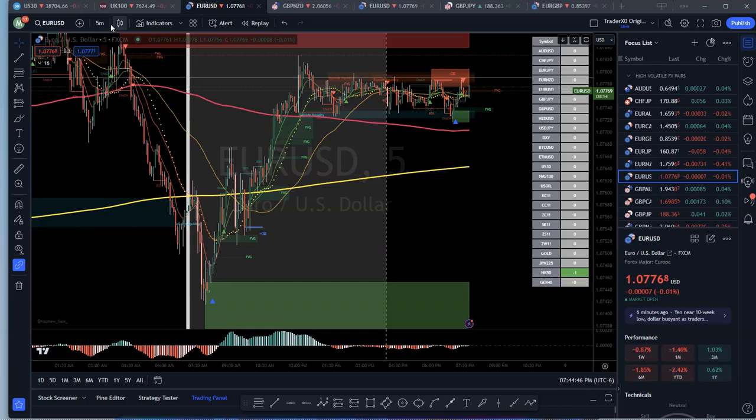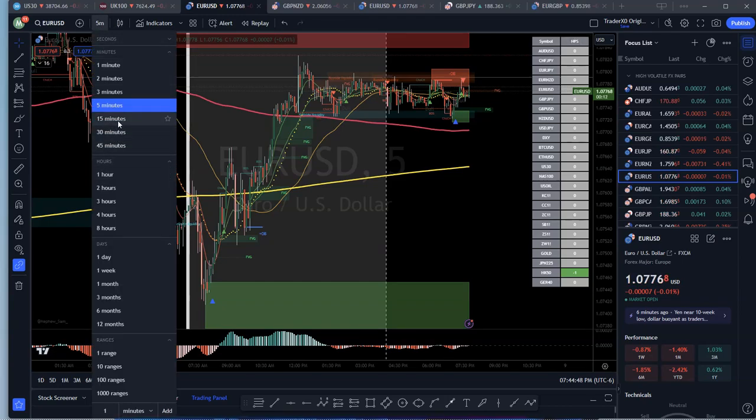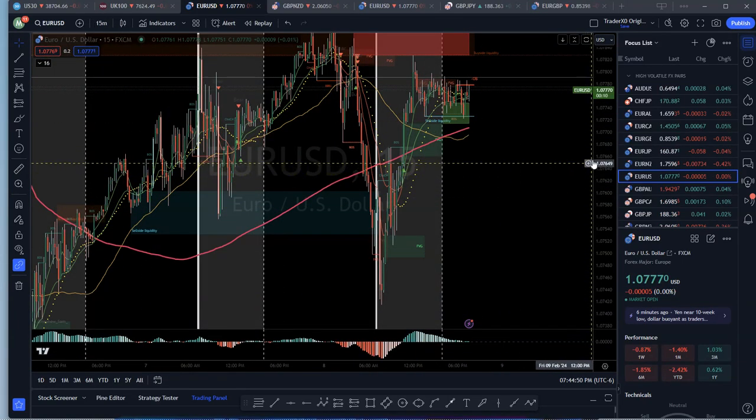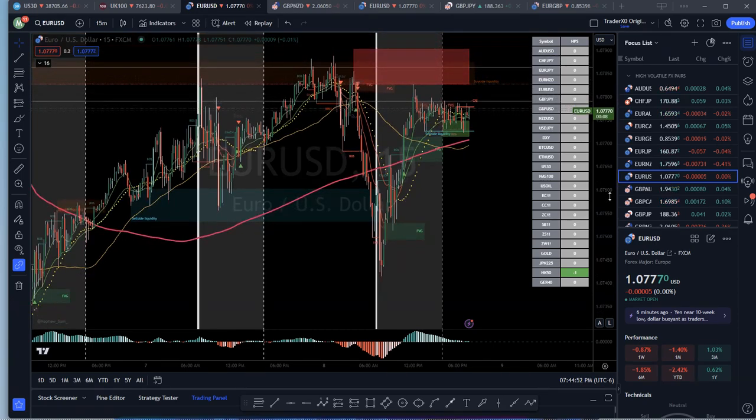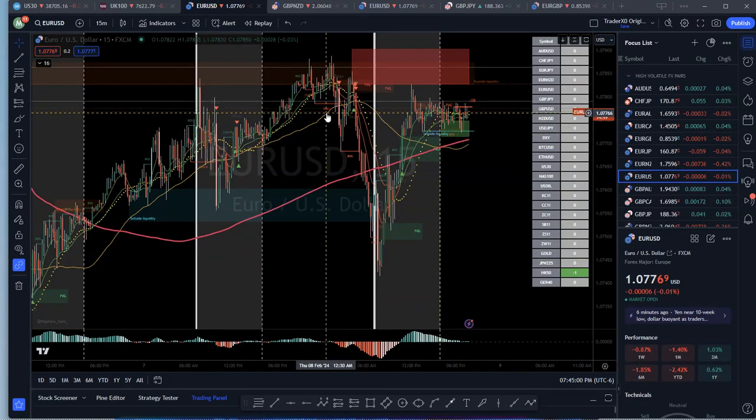Okay, let's go to the 15. I'm going to do the 15 because the 15 is smoother, guys. To me, the 15 is just much smoother. Here we go. The dashed lines are the period separator. This is for the 7th. This is for the 8th.